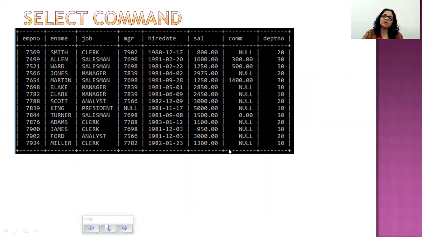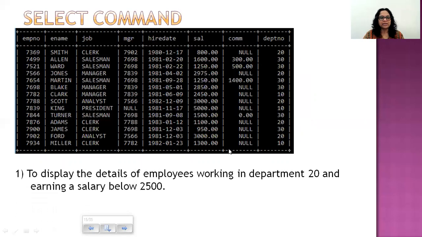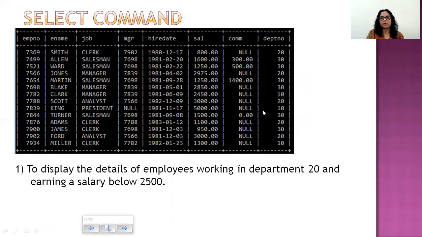Again, we are using the same EMP table, and based on this EMP table, let's start doing certain questions. When we do certain questions, things will be a little clearer to you. Let's look at the first question. The first question says, display the details. So what did we learn in the previous video?